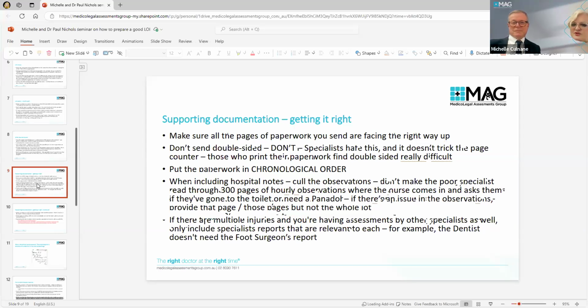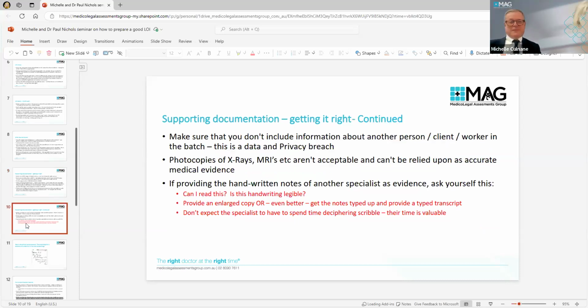Now, if there are multiple injuries and you are having other specialists assess them as well, don't include specialist reports that are irrelevant. So, as we've already spoken, the dentist doesn't need to know about the foot injury. Unless the foot surgeon thinks that the foot's been bitten. Touche. Yeah, actually.